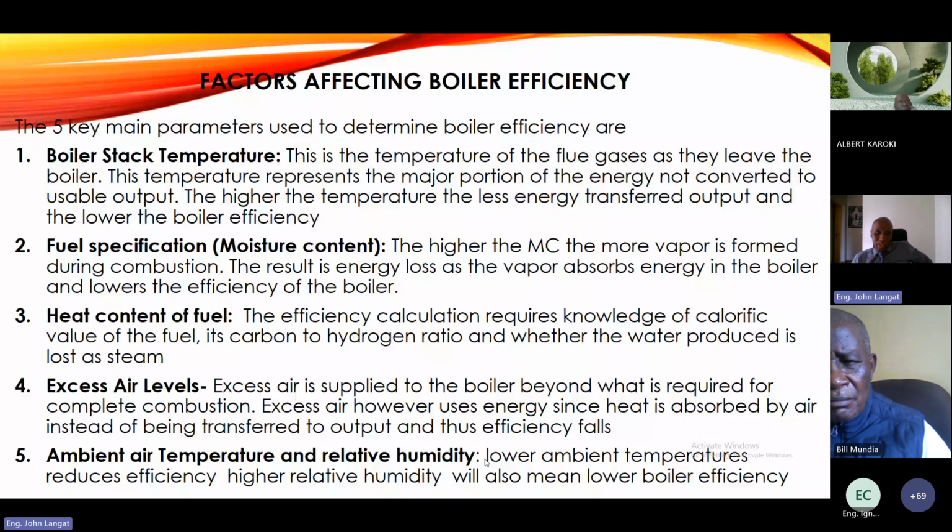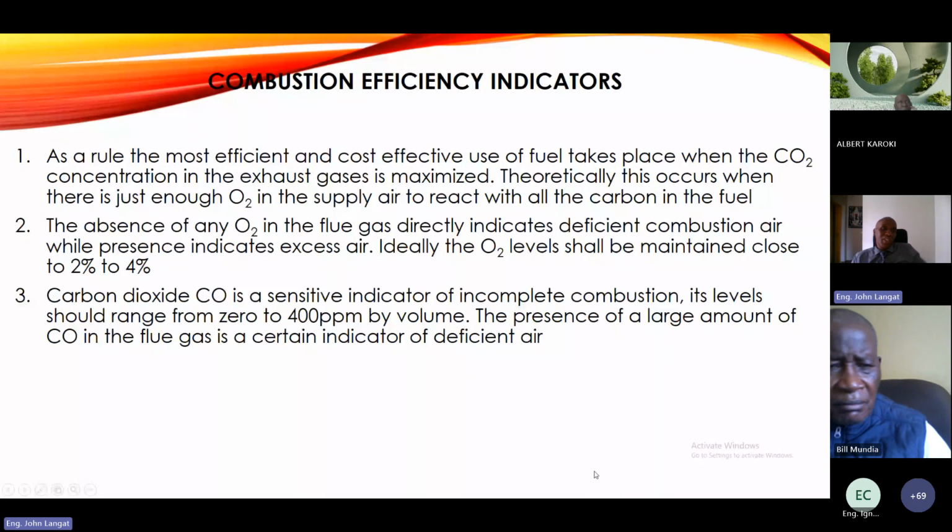Then, what are the combustion efficiency indicators? As a rule, the most efficient and cost-effective use of fuel takes place when the CO2, or carbon dioxide, concentration in the exhaust gases is maximized. Theoretically, this occurs when there is just enough oxygen in the supply air to react with all the carbon in the fuel. The absence of any oxygen in the flue gases directly indicates deficient combustion air, while its presence indicates excess air. Ideally, the oxygen levels shall be maintained close to 2 to 4%.